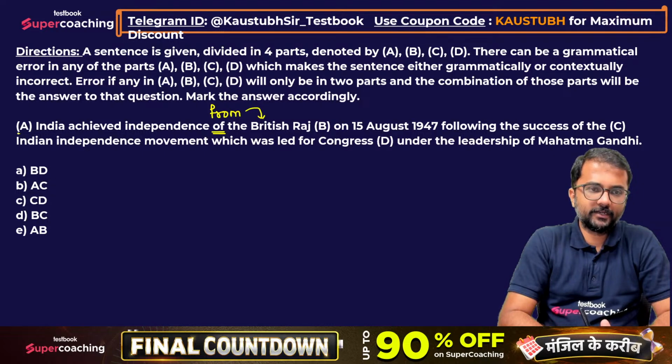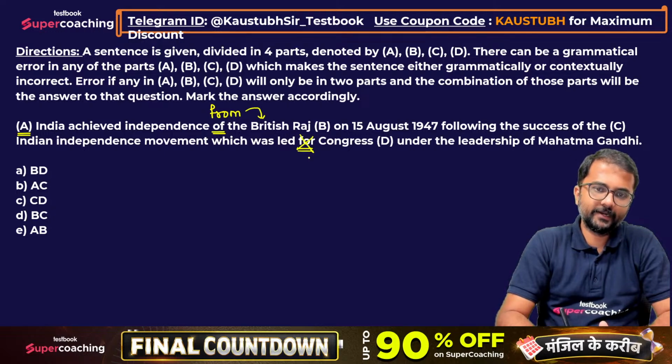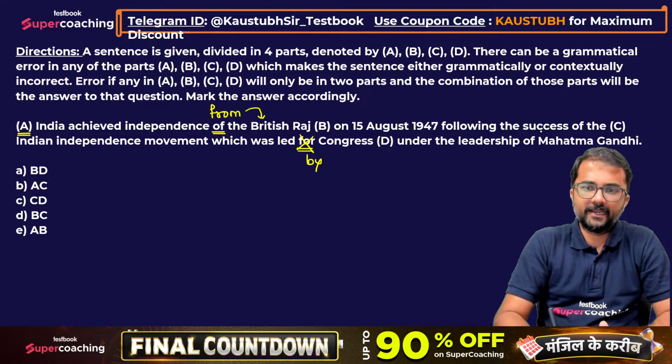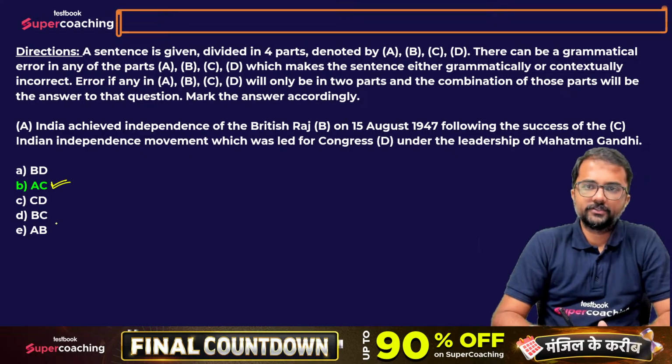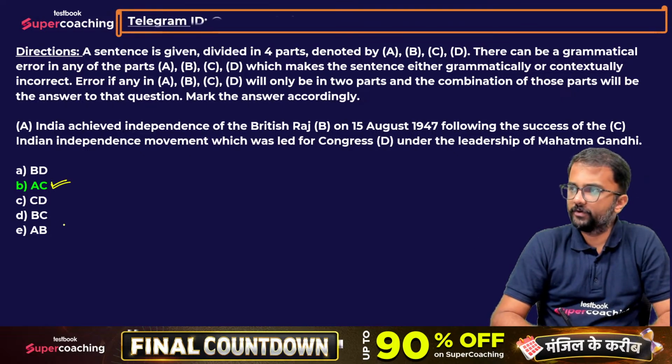So the first error is in A part of the sentence. And the independence movement which was led for Congress, no, which was led by Congress under the leadership of Mahatma Gandhi. So the second error is in C part of the sentence. So A and C here will be your correct answer. We have to find the two parts of the sentence that have the error. So A and C, a very simple, straightforward question, nothing difficult.